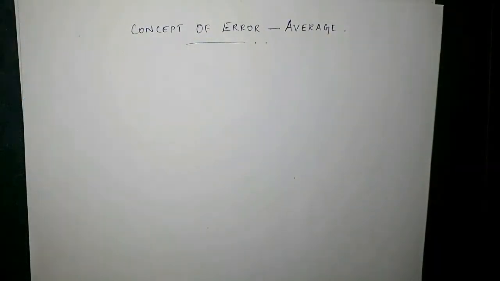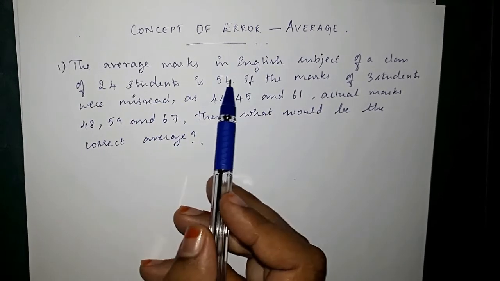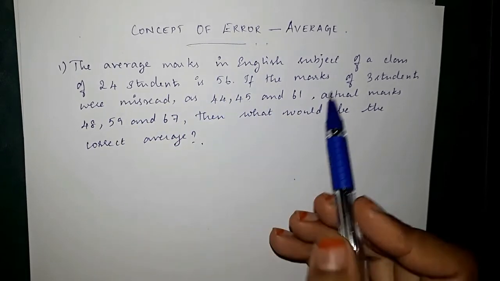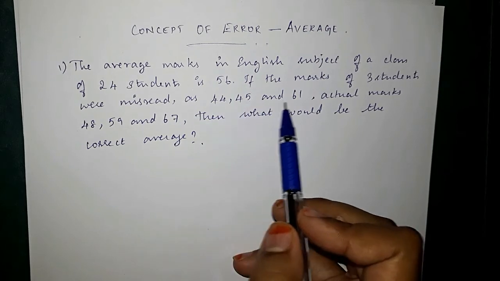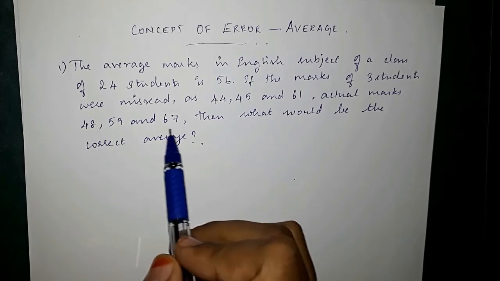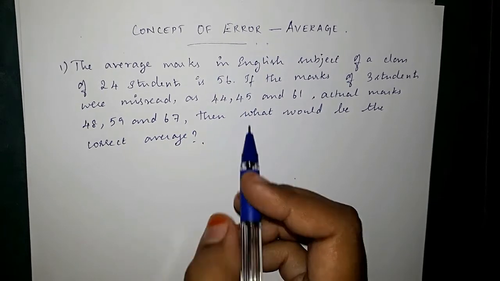We are going to see some more problems related to average based on the concept of error. The first question: the average marks in the English subject of a class of 24 students is 56. If the marks of 3 students were misread as 44, 45 and 61, and the actual marks were 48, 59 and 67, then what would be the correct average?